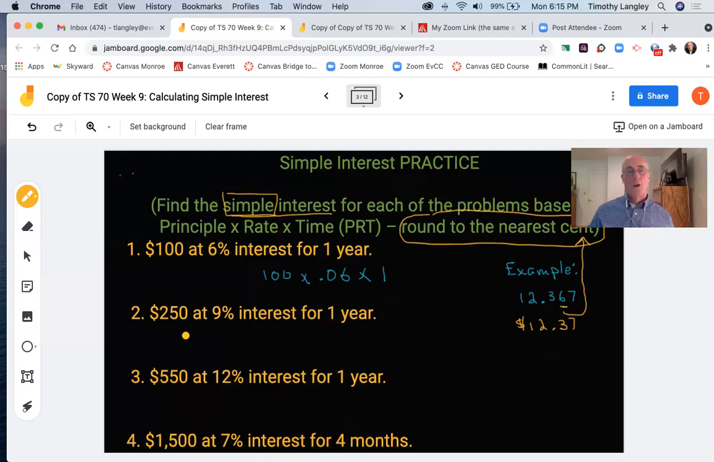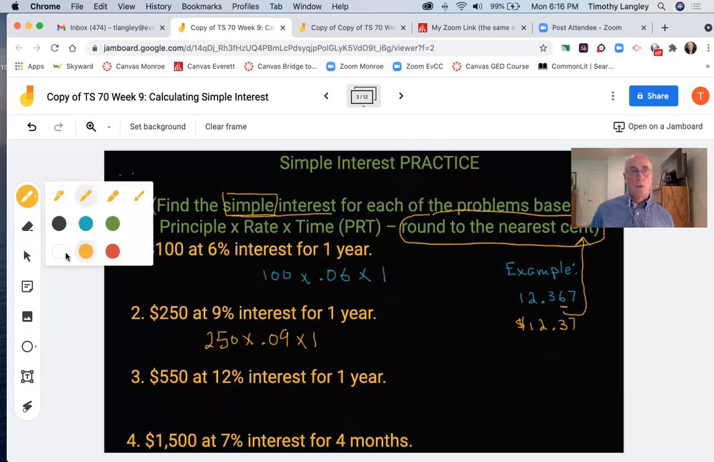All right, we got a $250 loan at a 9% interest rate for 1 year. That's just 250 times 0.09. Oh, and by the way, a little important reminder: do the math in order of P times R and then times T, okay? From left to right, the order of operations. Don't get them out of order. Follow them in order to make sure you're simplifying and getting everything correct. Times 1, and there's my answer, okay?